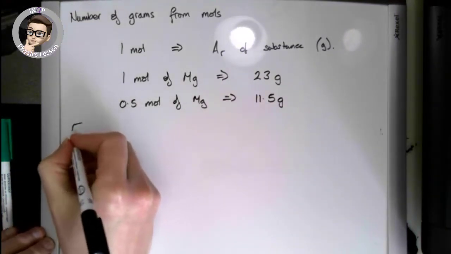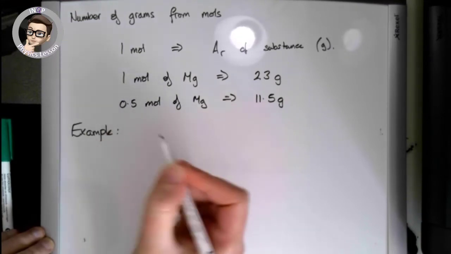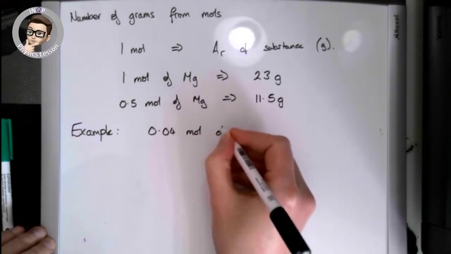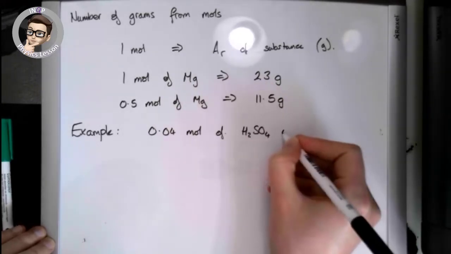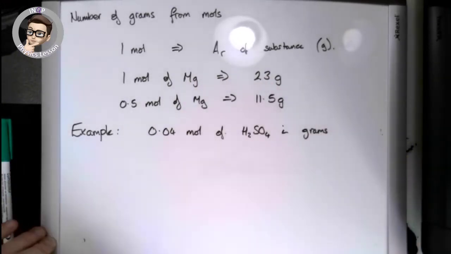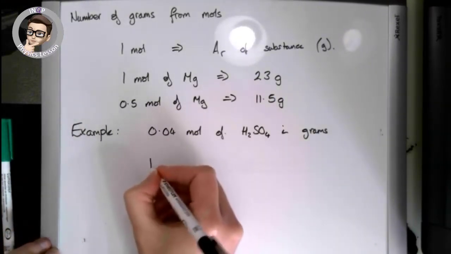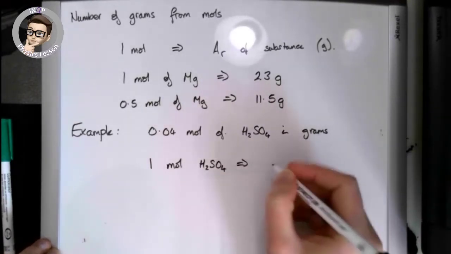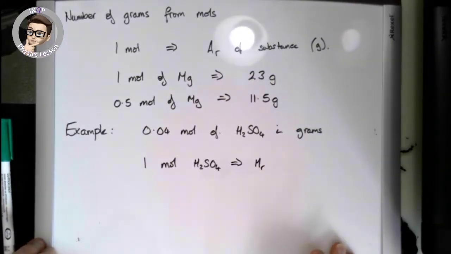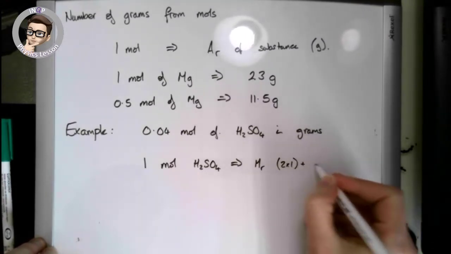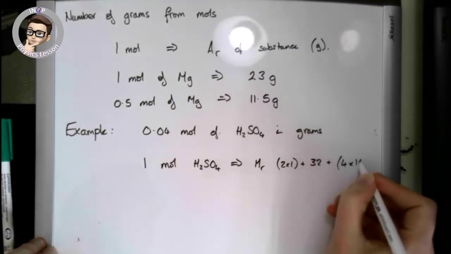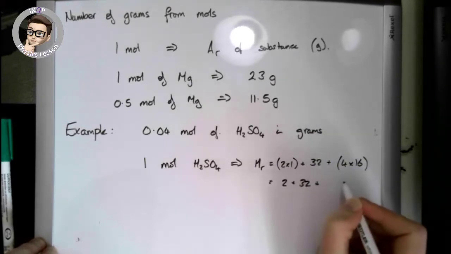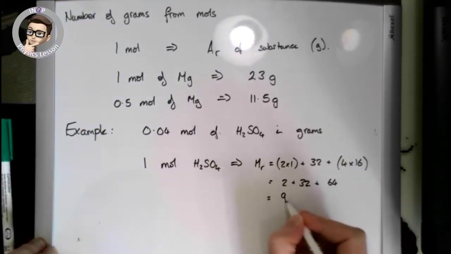So let's do an example. I want to know 0.04 mole of H2SO4 in grams. So what's the mass of it in grams? If we remember that 1 mole of H2SO4 is going to have a molecular mass of 2 times 1 plus 32 plus 4 times 16. So that's going to be 2 plus 32 plus 64. So that's going to be 98 grams.